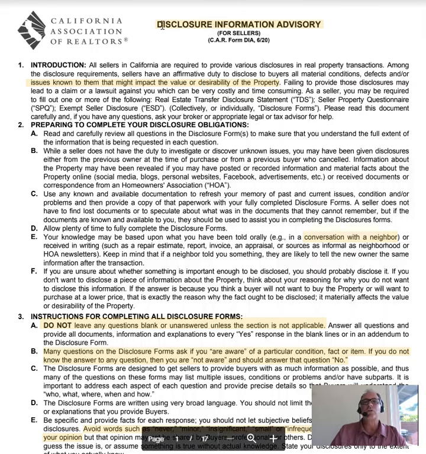So this is the disclosure information advisory. It's a 3-page document that gives you basic insight of how to complete the documents. Basically, you're supposed to disclose anything known that might affect the value or desirability of the property, material conditions.